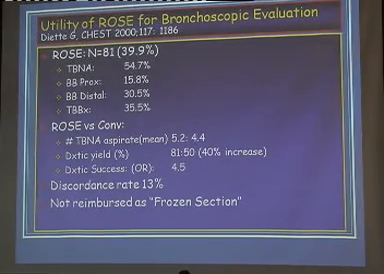Let me show you what happened with the ROSE. 81, or 40% of the patients underwent transbronchial rapid on-site cytological examination. TBNA yield 54, bronchoscopic endobronchial biopsy of proximal lesions 15, bronchoscopic biopsy of distal lesions in 30%, and transbronchial biopsy was performed in 35% of the patients.